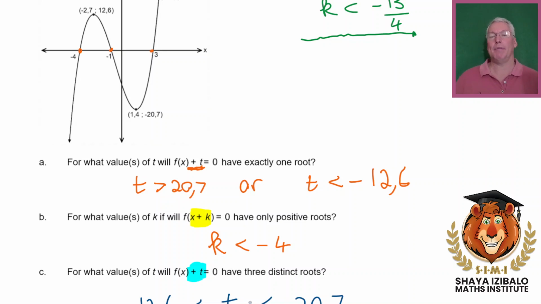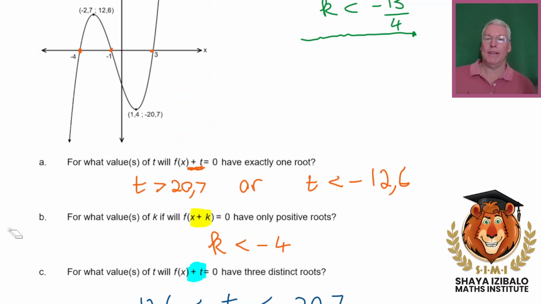So let's think about numbers that are inside there, like negative 11. Negative 11 would drop it down by 11, and the graph would just be like that, and we would still get 3 distinct roots. And if we picked it up by not quite 20.7, less than 20.7, like 20.6, the graph would be like that. People don't find these questions easy, but we hope that this is helping a little bit.